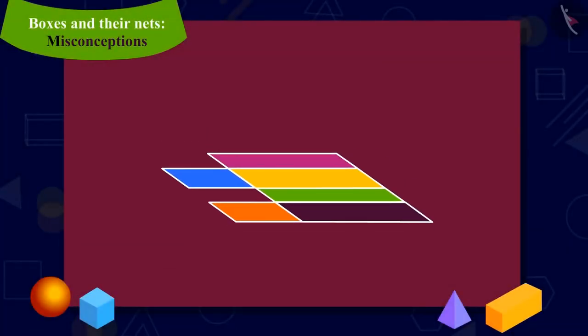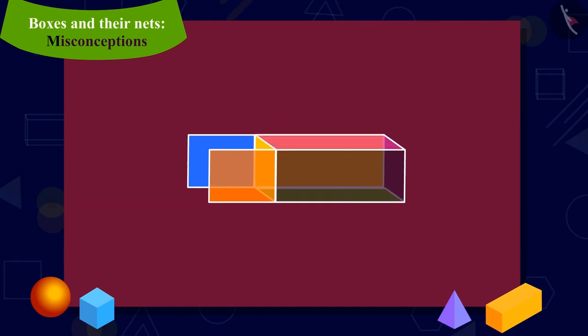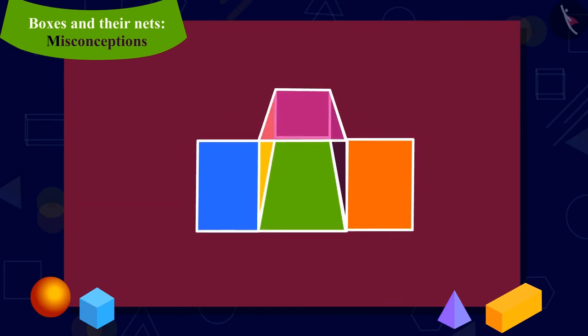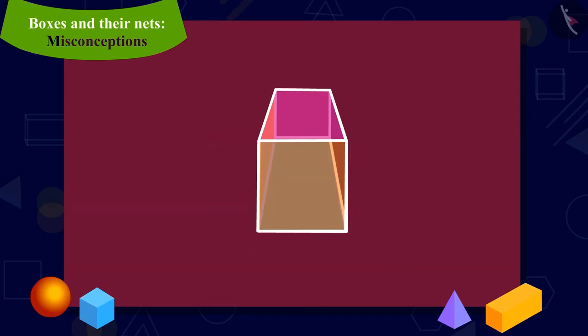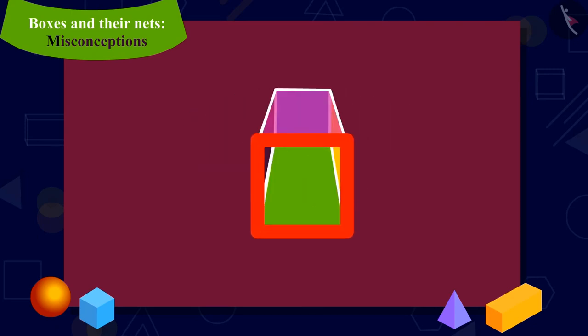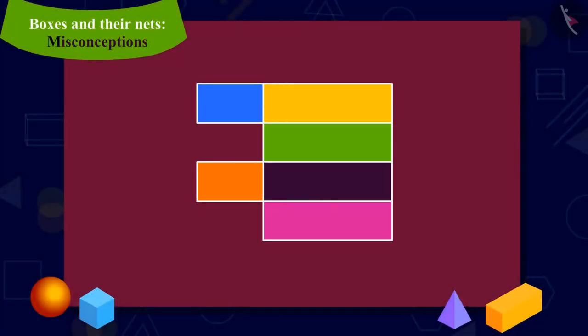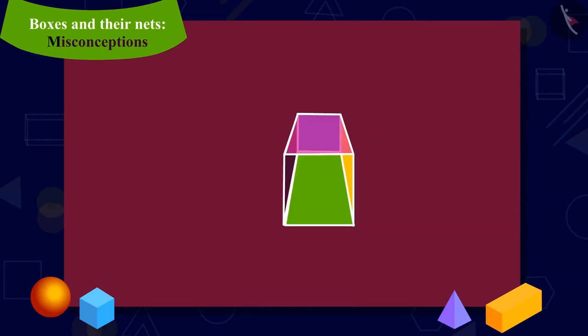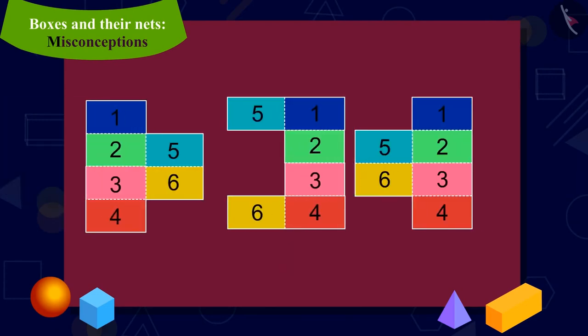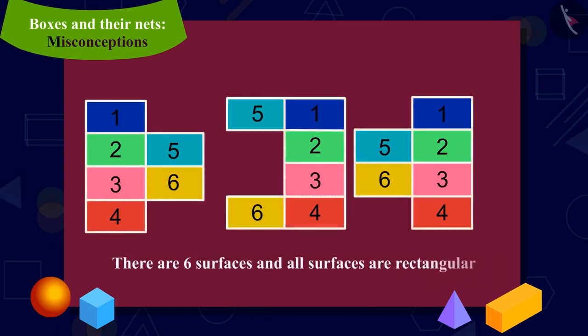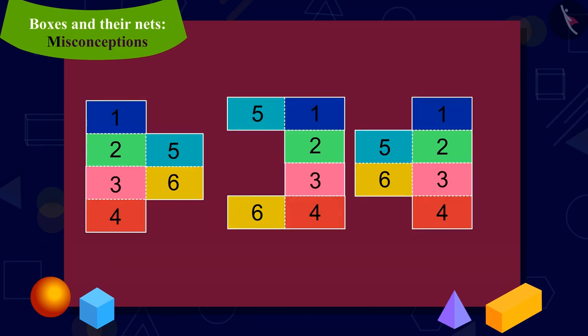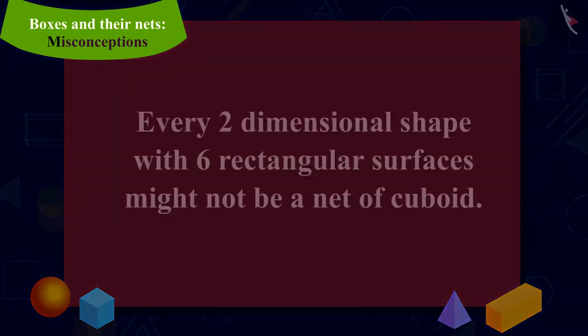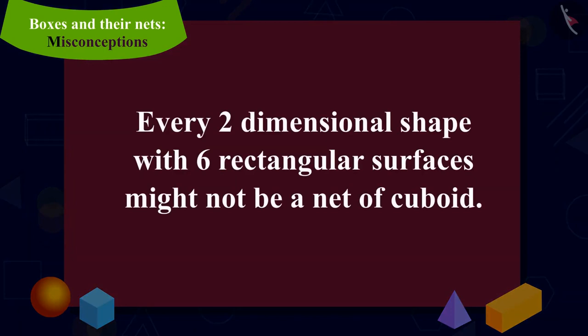Let us try to fold this cardboard cutout. Here, the two left surfaces are covering the same part of the box, while there is no surface on this part of the box. Thus, we are not able to make cuboid-shaped box. Kids, is it possible to have more such shapes which have six surfaces and all the surfaces are rectangular also, but we cannot make a cuboid by folding them? Every two-dimensional shape with six rectangular surfaces might not be a net of cuboid.